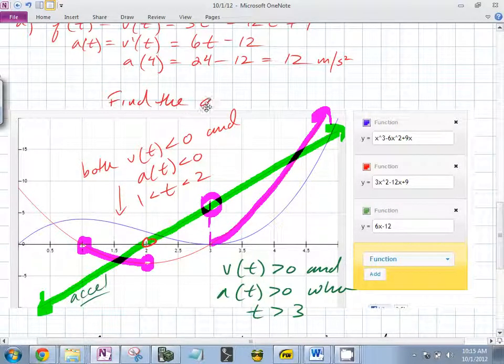Find the appropriate window. So anytime you graph something, you're like, I don't see it. Always remember, where's the window? Where is it? Okay.